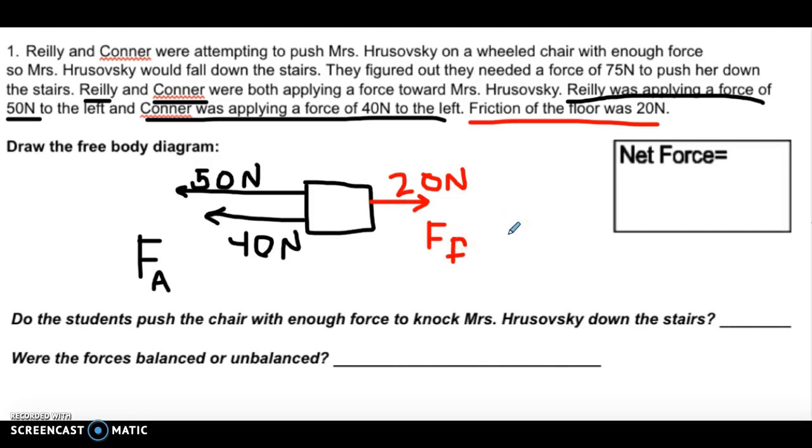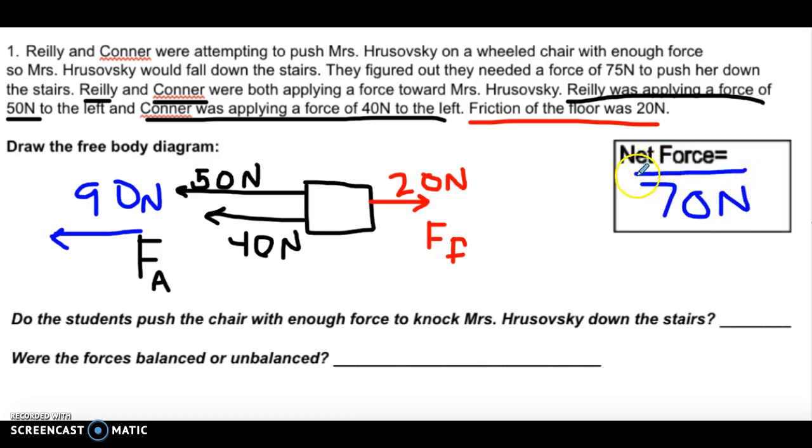So I want to calculate my net force. I have a total of 90 newtons going to the left, if I add up both of the forces, 50 plus 40 equals 90 to the left, and then I take away 20 going to the right, and that gives me a net force of 70 newtons. And the direction that that net force would be going in would be to the left. Okay, so that's my net force left over.